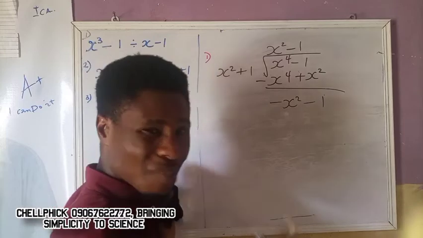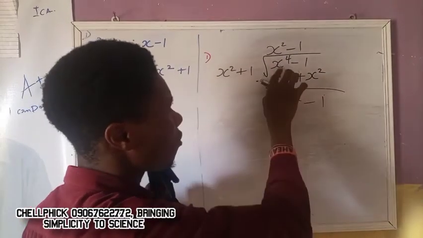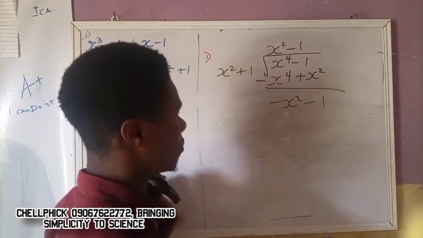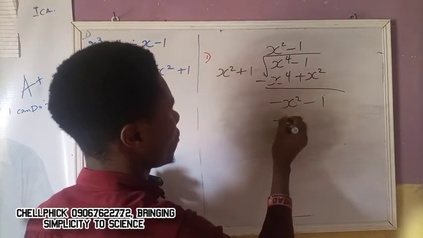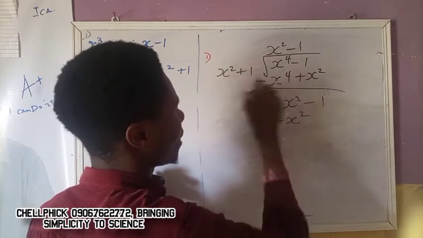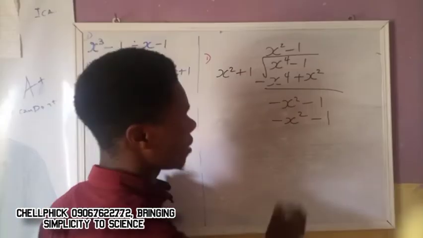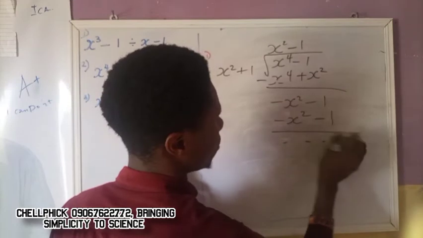First letter and first letter, simple. It's not hard. So x squared divided by minus x squared is minus 1. So minus 1 times this will give you minus x squared. Minus 1 times this will give you minus 1. Do you see that? So this is the end of it. You can see they are the same thing.